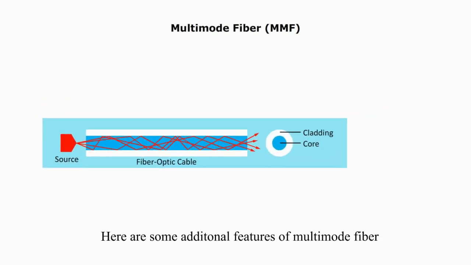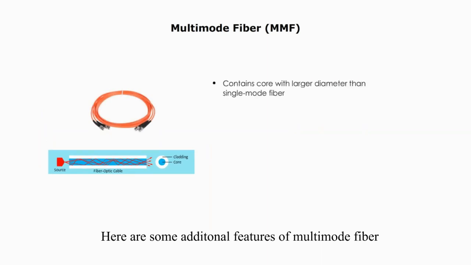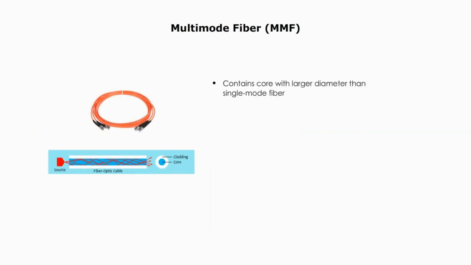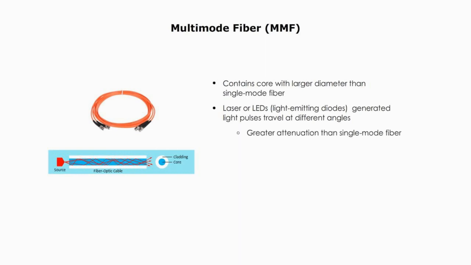Here are some additional features of multimode fiber. Multimode fiber core has a larger diameter than single-mode fiber. Laser or LED generated light travels at different angles, thus it has greater attenuation than single-mode fiber. Modal distortion is the sole problem of multimode fiber. Multimode is better for short distance, as I mentioned before. If you see a fiber patch cable with orange color, you know it is made from multimode fiber.